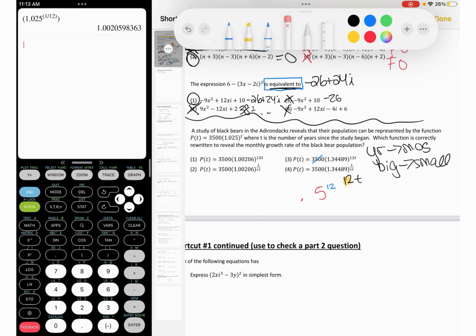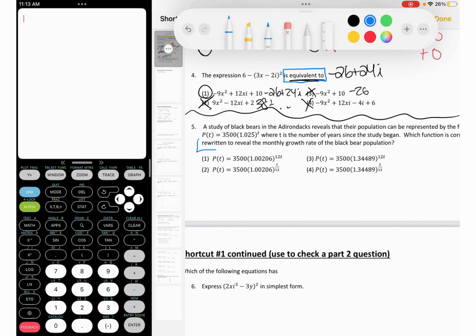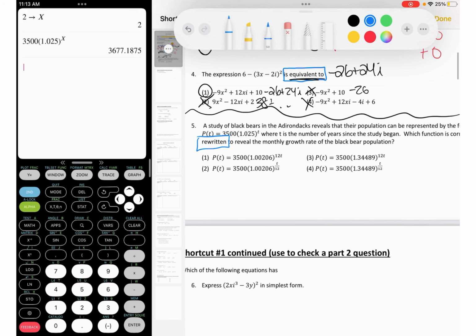Now, when you're going through and doing the shortcut, this, again, is not the best type of question to do for a shortcut, but I want you to know it's always there for you when in doubt. So when you saw that rewritten, you would do your 2 stow x, enter, type in the original. The original is 3,500 times 1.025 to the x. And this is what I get. So I'm just going to mark that number down, 3677.1875. And you want to find the multiple choice answer that matches that.